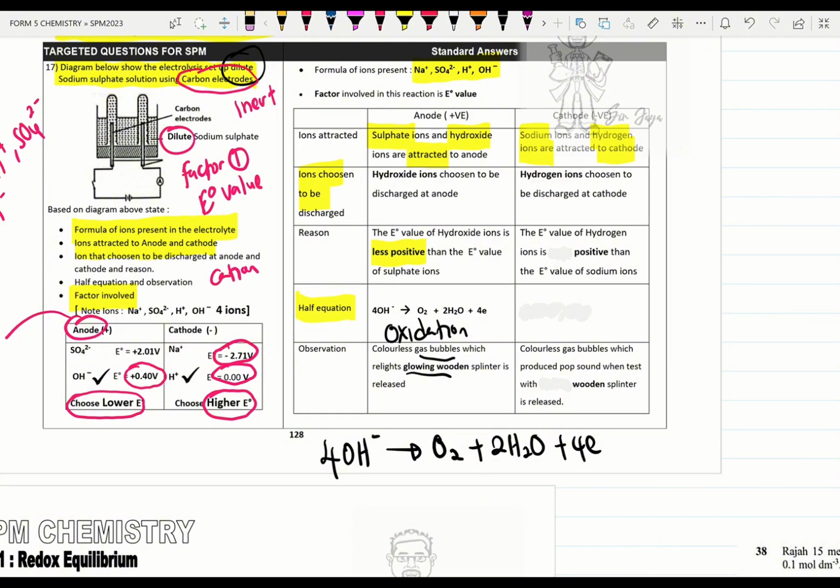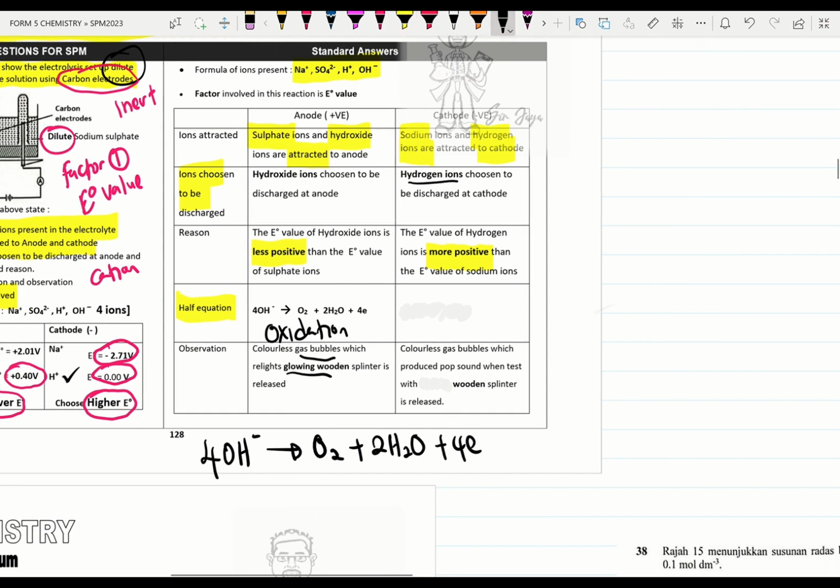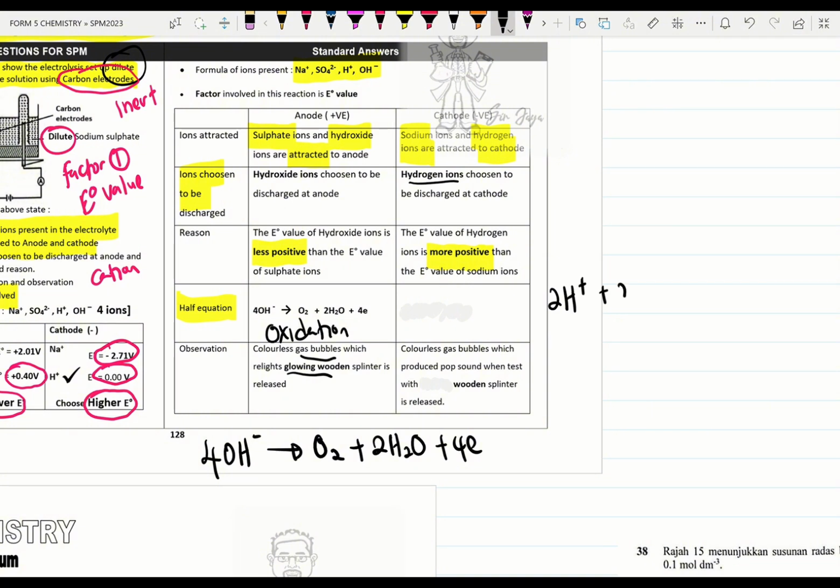Alright, so now we move on to the cathode. The ion chosen to be discharged is hydrogen ion, because the E0 value of hydrogen ion is more positive than the E0 value of sodium ion. How to do the half equation at cathode? We put 2 hydrogen ions accept 2 electrons and form hydrogen gas. So here is the half equation. The observation at cathode will be colorless gas bubbles which produce pop sound when tested with burning wooden splinter is released. The name of the process that occurs at cathode is reduction.